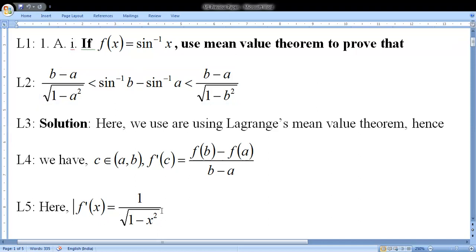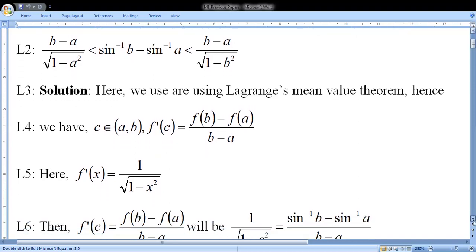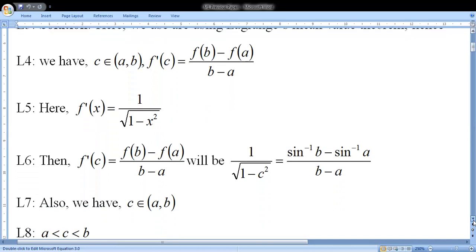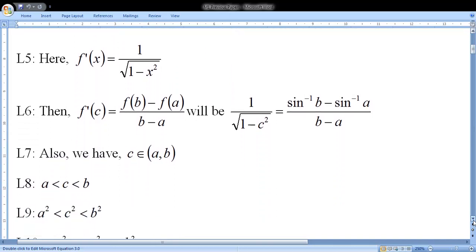Now I have evaluated the derivative of sin inverse x. Sin inverse x is the function f of x. The derivative of f of x, that is derivative of sin inverse x, is 1 by root over 1 minus x square. Then I have taken f dash c equals to f of b minus f of a by b minus a. Since f dash x is 1 by root over 1 minus x square, then f dash c will be 1 by root over 1 minus c square. Since f of x equals to sin inverse x, then f of b is sin inverse b, f of a is sin inverse a by b minus a.